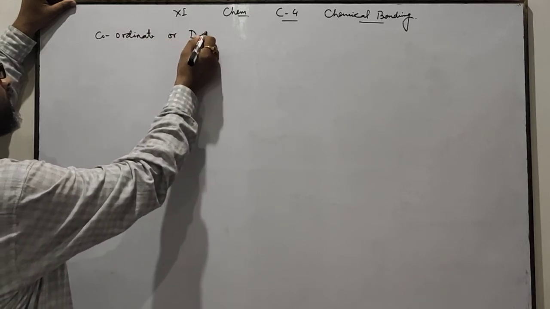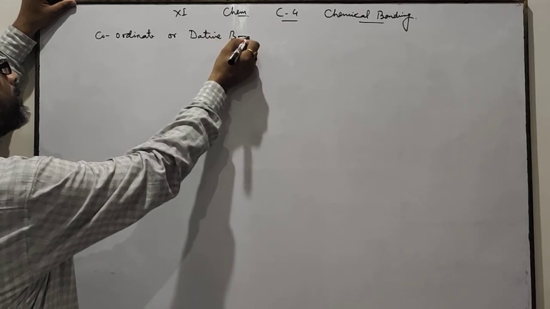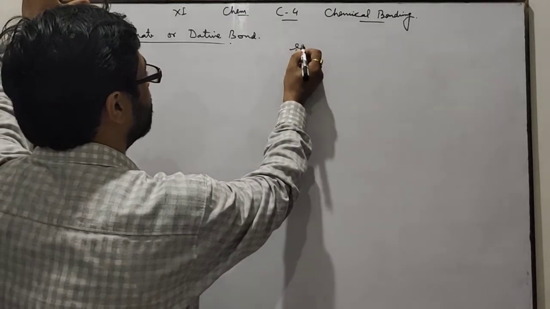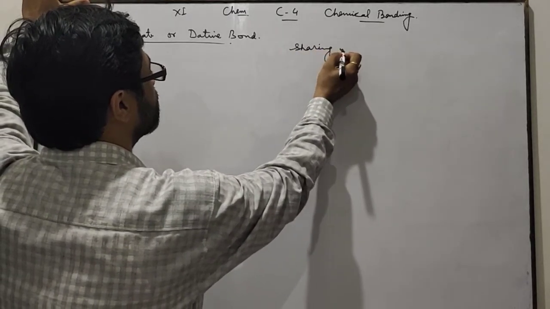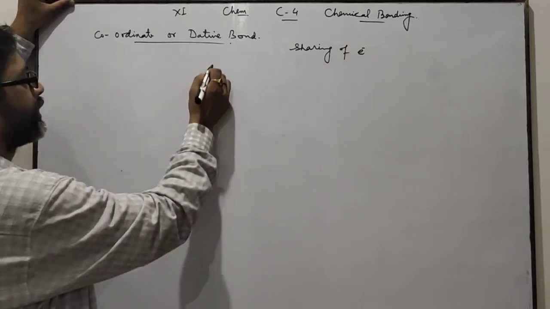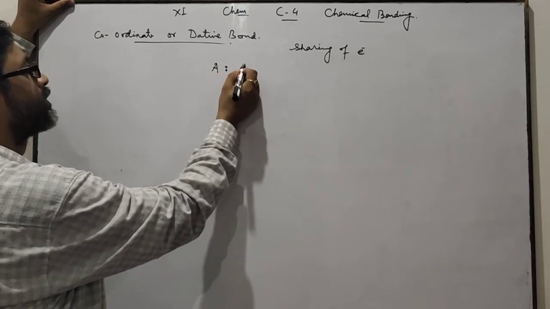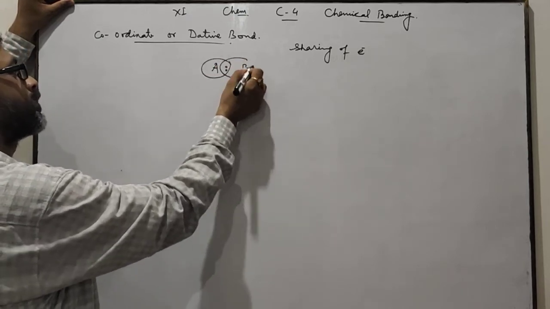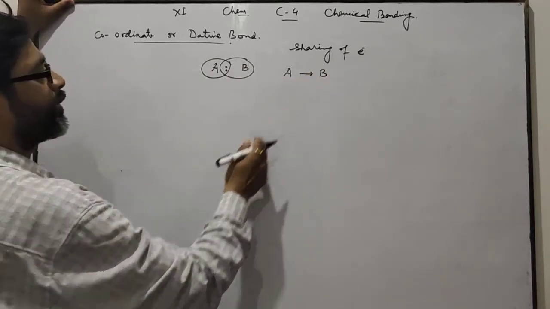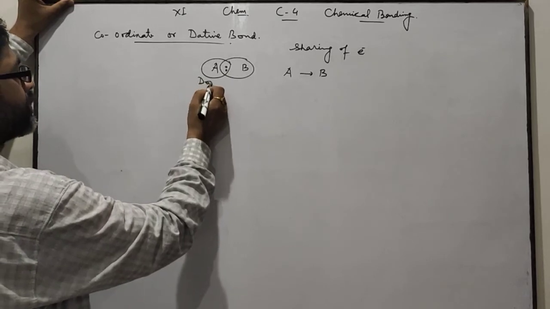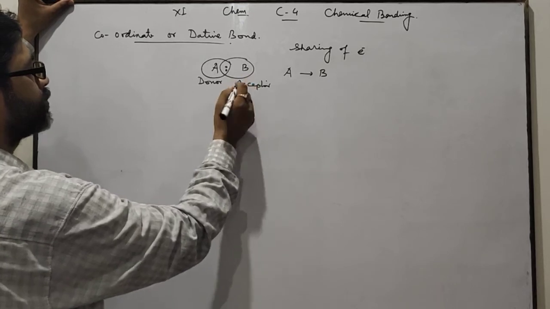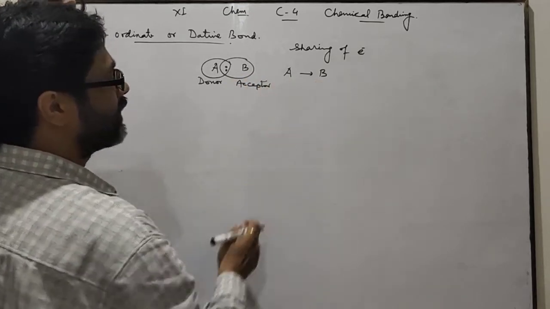Coordinate bond is also known as dative bond. This is a bond formed by sharing of electrons. But here, the shared pair of electrons is donated by only one atom. The shared pair of electrons belongs to only one atom. This bond is shown by making this type of arrow. This is the donor atom and this one is the acceptor atom. The arrow is shown from donor to acceptor.